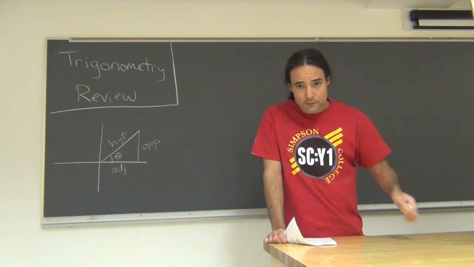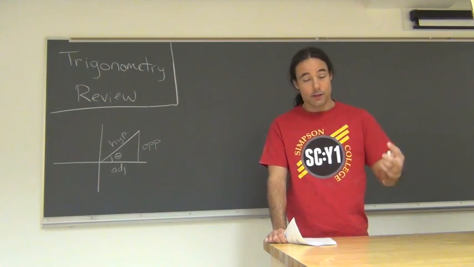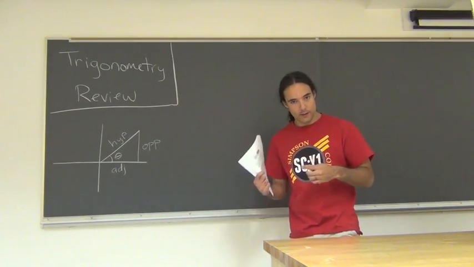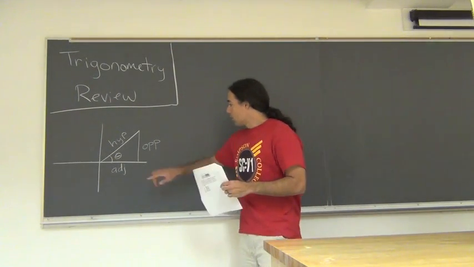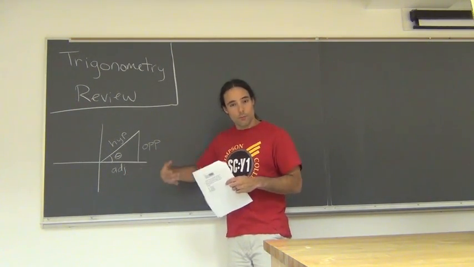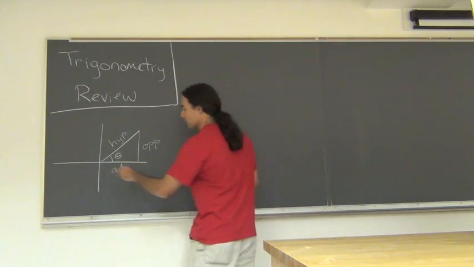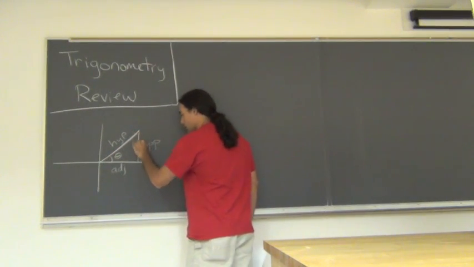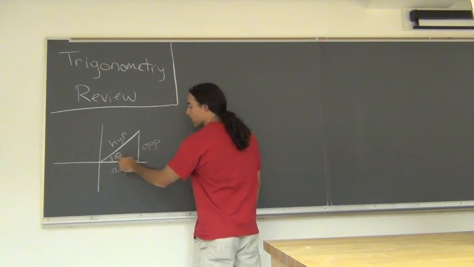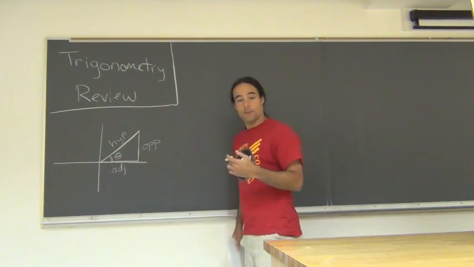Since many of you likely have not seen trigonometry for a while, I figured it'd be good to just review what sines and cosines look like and where they come from. So it all comes from the unit circle, where we make different triangles. So here, I've made a triangle where this angle I've called theta.